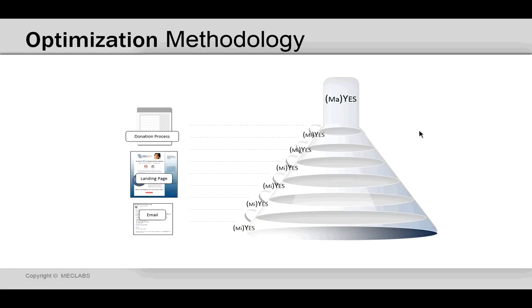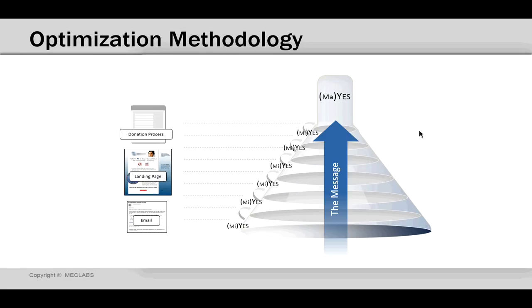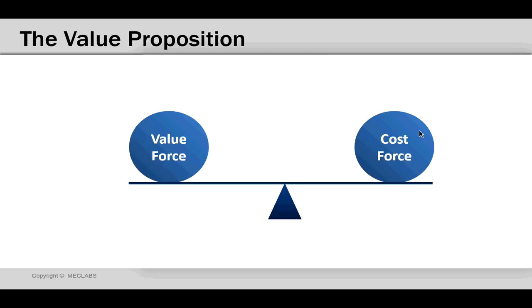So then the question that I have is, well, what's the force? What's the magic pixie dust that moves people through these series of micro decisions? And of course, the answer to that is the message. The message is the essence of marketing, and the essence of the message is this idea of the value proposition. Does the perceived value of taking this action outweigh the perceived cost?